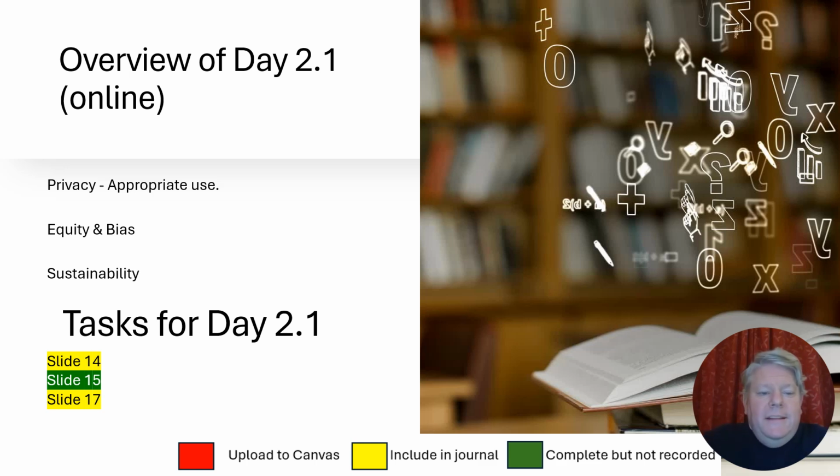So in this session, we're going to look in the first video at privacy and its appropriate uses of AI technology given privacy concerns. In the second part, we're going to look at equity and bias and sustainability. There are going to be 3 tasks that you're going to have to upload. They can be found on slides 14, 15 and 17.